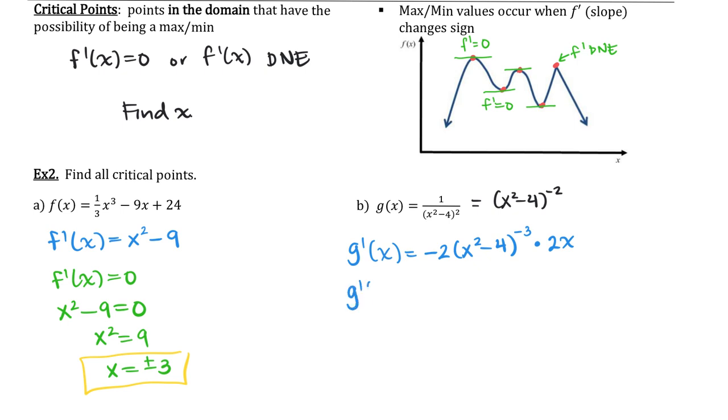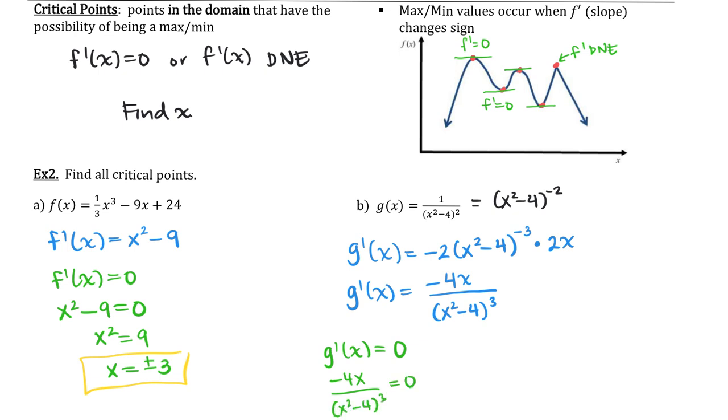Okay, let's rewrite this. What is that? Negative 4x over x squared minus 4 to the third. To find the critical numbers, I want to see when g prime of x equals 0 or when g prime of x does not exist. If I set this whole thing equal to 0, I multiply by the x squared minus 4 to the third to the right. So I get negative 4x equals 0, which means I get x equals 0. Now I just need to verify that this gives me a defined value. If I plug in 0 here, 0 minus 4 is negative 4, cubed is negative 64, so this is defined. So x equals 0 is a critical point.